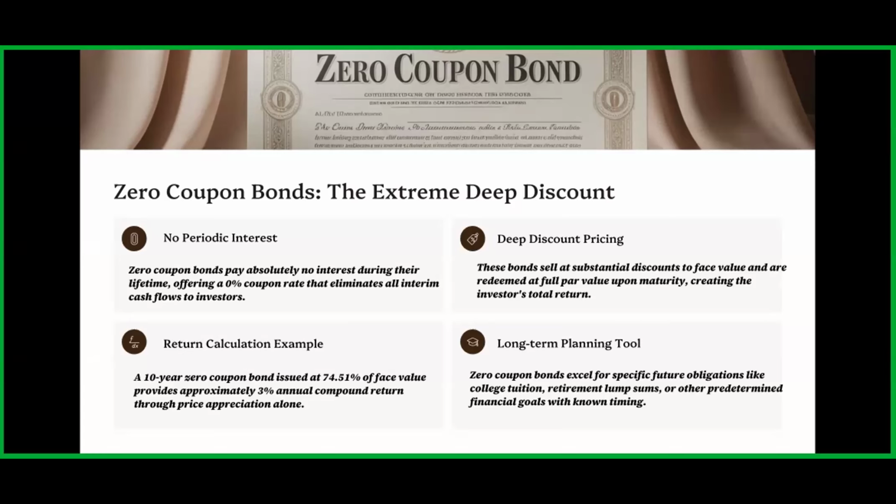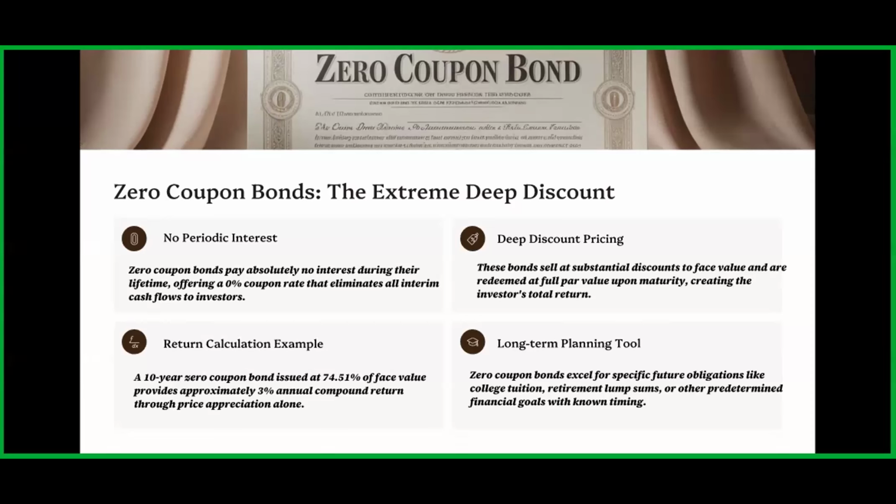No periodic interest payment in such a bond. That means once you purchase the bond, you will receive your return at the end, at the maturity date. Zero coupon bonds pay absolutely no interest during their lifetime. The coupon percentage in such a bond is already given in the name of the bond, that is zero coupon. That is the zero coupon rate, which eliminates all the interim cash flows to the investors.